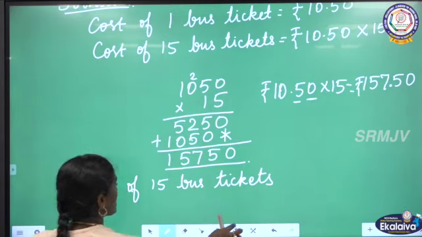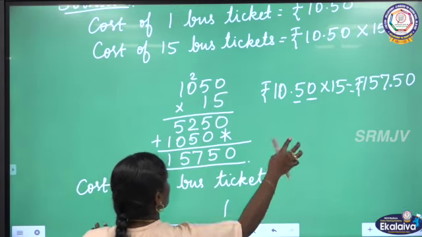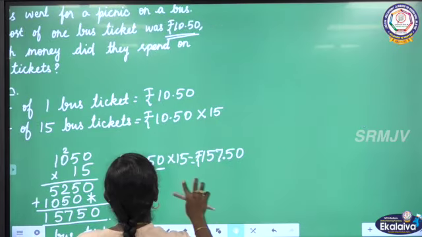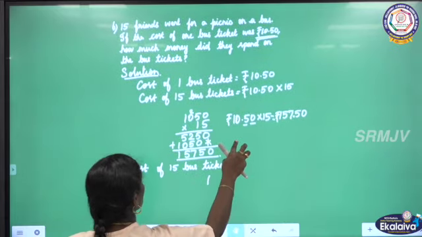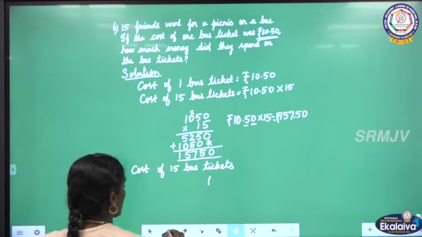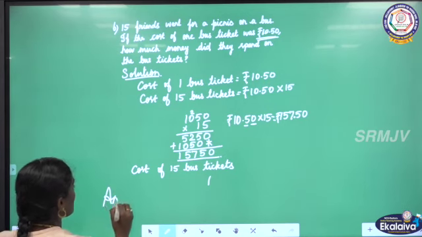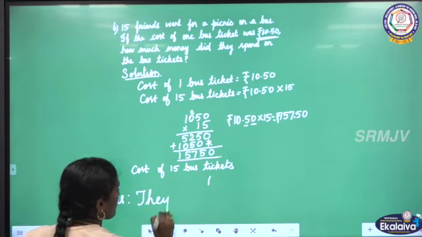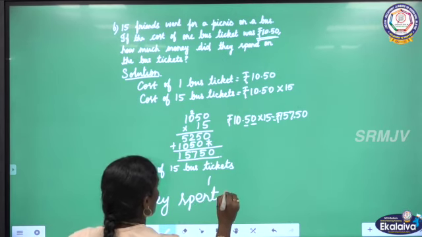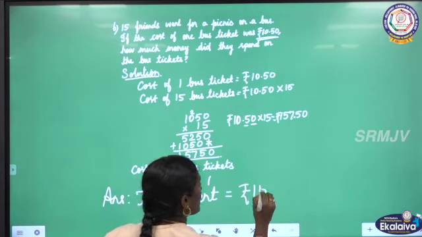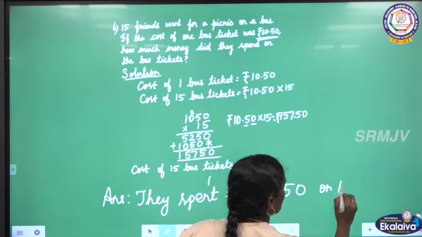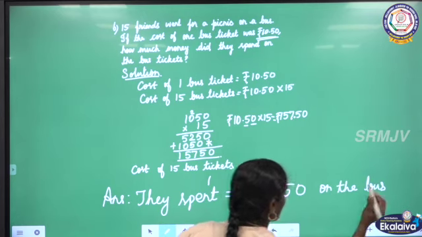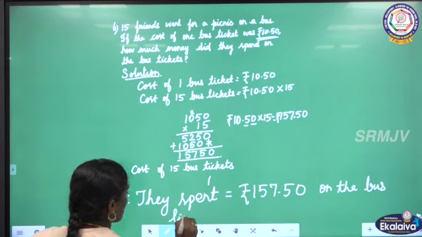So what is the given question? How much money did they spend on the bus tickets? So we have to write the answer statement. They spent rupees 157.50 on the bus tickets. Is it clear?